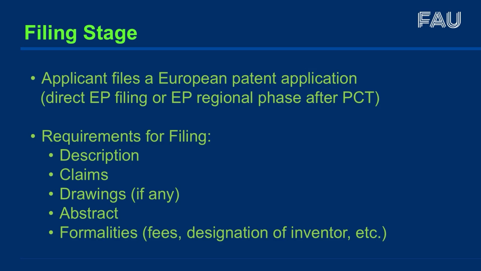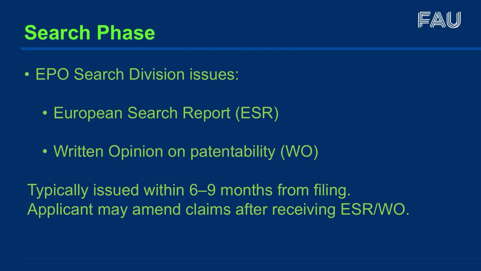and naming the inventor. The filing date is extremely important because it establishes the priority date. This priority date determines which prior art will be considered during the later examination of the application. After the application has been filed and the required fees have been paid, the EPO's search division begins its work. They carry out a search for relevant prior art. In other words, they look for earlier publications or technologies that are similar to the invention.